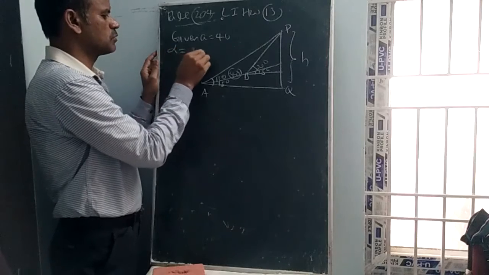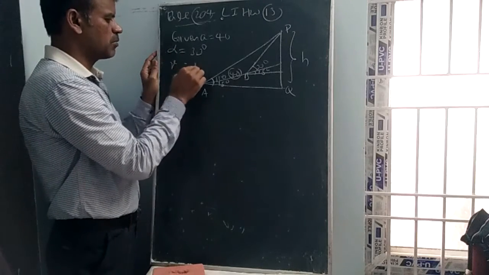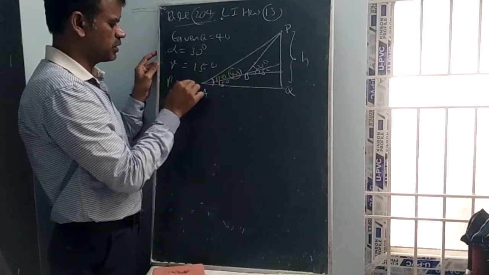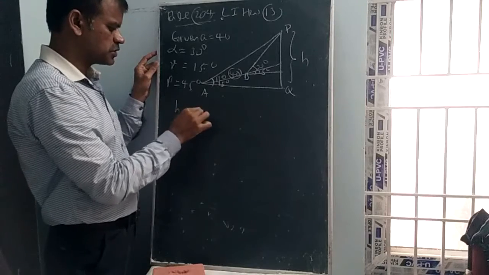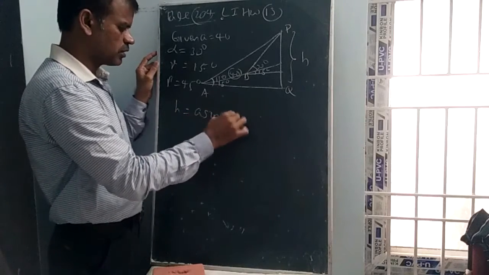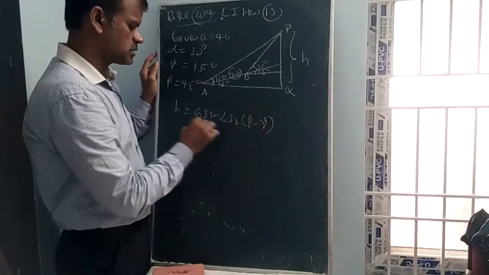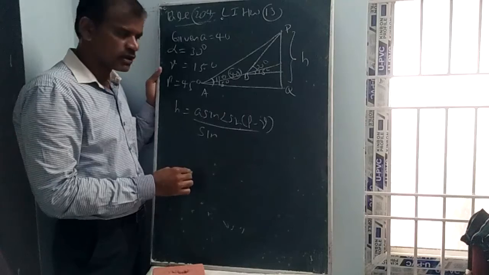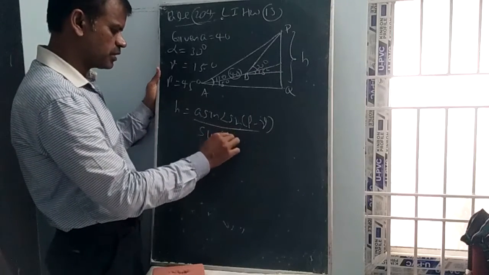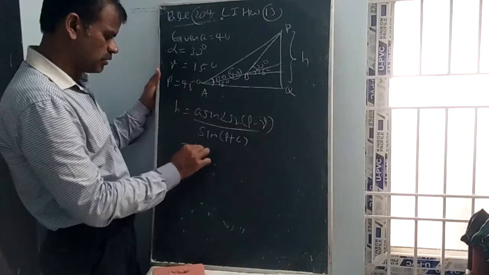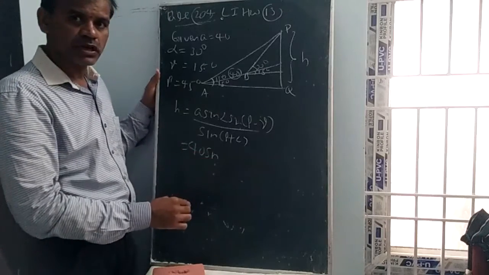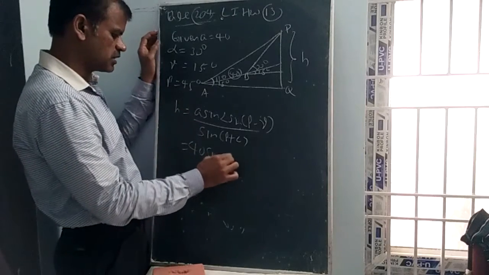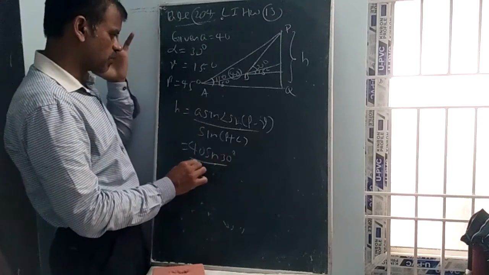So alpha is equal to 30 degrees, gamma is equal to 15 degrees, beta is equal to 45 degrees. Apply the formula. H is equal to a sin alpha into sin of beta minus gamma by sin of beta plus alpha. So a meaning 40 into sin of beta minus gamma. Sin of beta minus gamma means 45 minus 15, is sin 30 degrees, by sin of beta plus alpha.